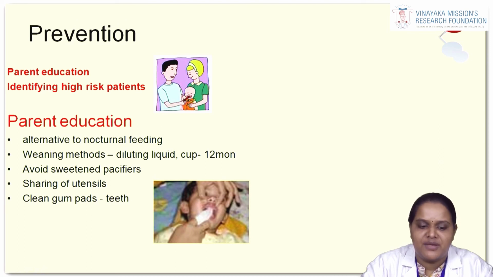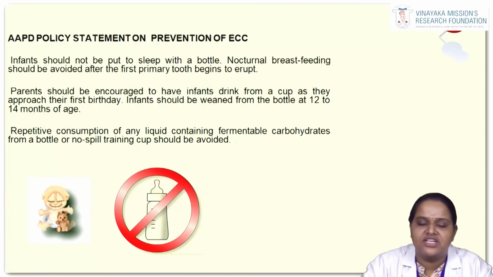So, on prevention, there is parent education and identifying the high-risk patients. For parent education, you have to first check for an alternative to this nocturnal feeding habit. For weaning methods, diluting the liquid as given by Johnson can be used, and the patient should be encouraged to use a cup rather than a bottle by the age of 12 months at least. Avoid sweetened pacifiers and sharing utensils to avoid transmission of Streptococcus mutans. Clean the gum pads using a sterile gauze piece. The sterile gauze piece is rolled on an index finger, and then the gum pads are cleaned with saline, to clean the oral cavity of the patient.